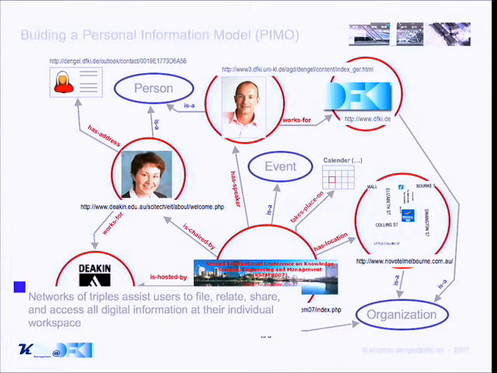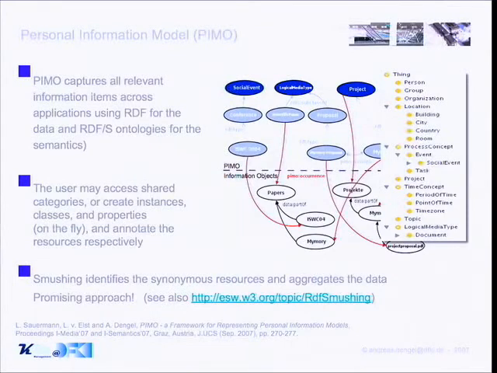So we have networks of triples which assist us to file, organize, and share information of any kind. And this is called PIMO, as I told you. It captures all relevant information items at the same time, whether we have instances as RDF or we have concepts in terms of ontologies like RDFS.